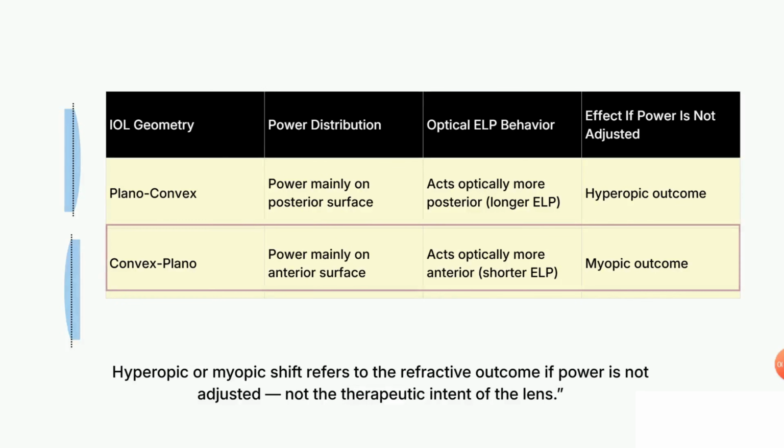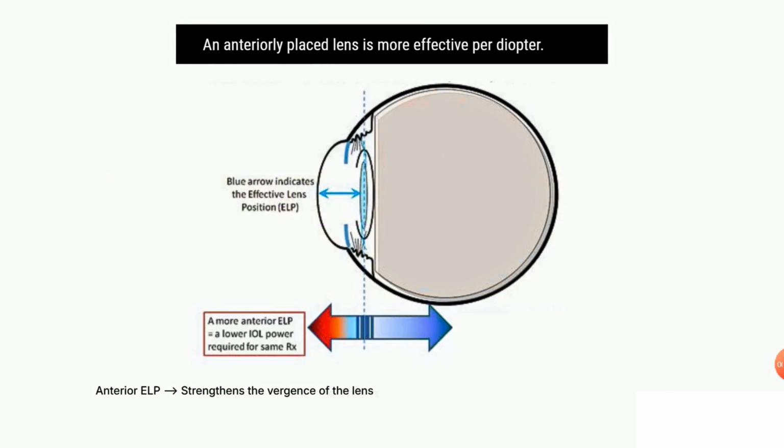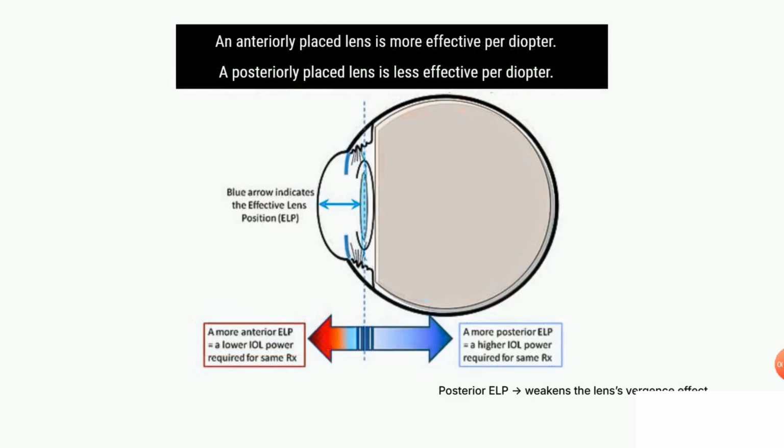Again, this is not the purpose of the lens. It's simply what happens if ELP is not accounted for. Fortunately, the modern formulas usually correct for this automatically. Let's explain this diagram. When the effective lens position shifts anteriorly, the lens acts more powerfully per diopter, so less labeled power is needed. When the effective lens position shifts posteriorly, the lens acts less powerfully per diopter and a higher labeled power is needed.